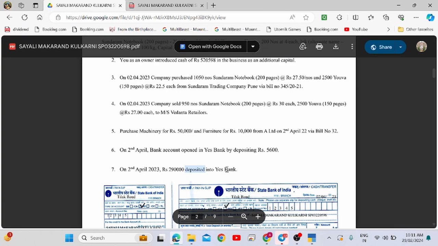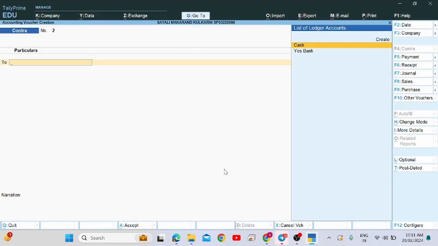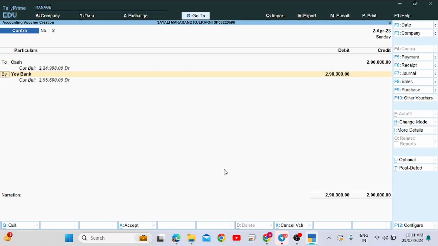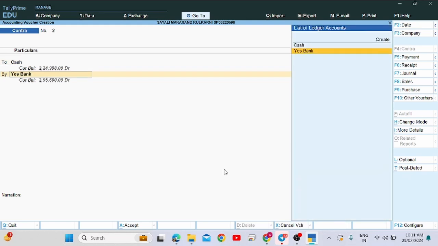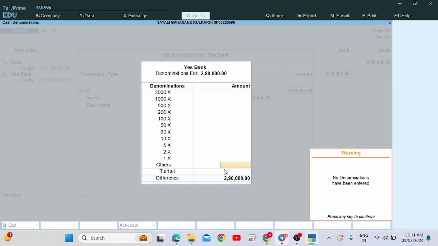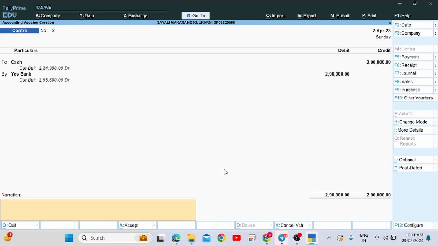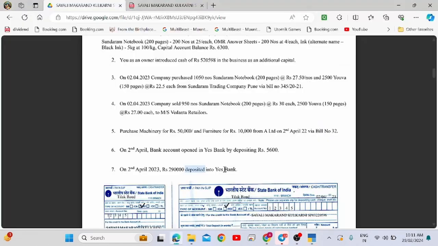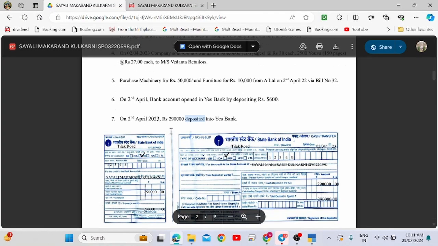And what was deposited? Same entry: bank account debit to cash, therefore say here to cash, and amount 2,90,000. And then debit what, S bank account. In the S bank you have deposited, therefore S bank account debit to cash. I think this entry is correct, and enter. Same thing, denomination given by Tally, that means we are on the correct track. Accepted.